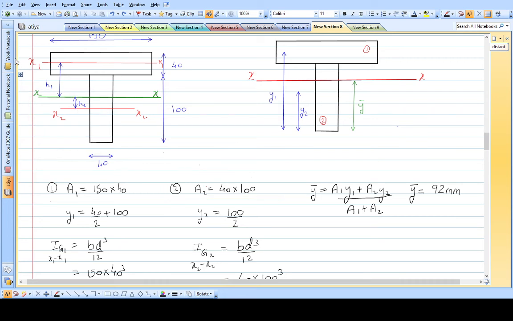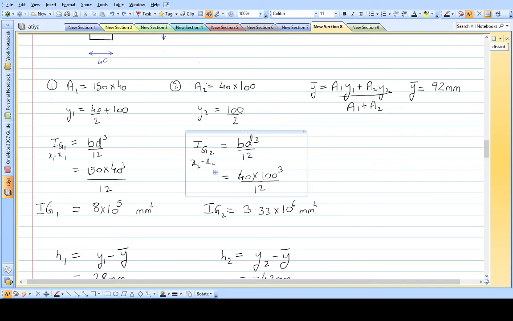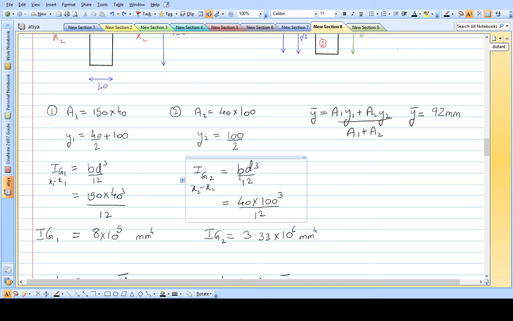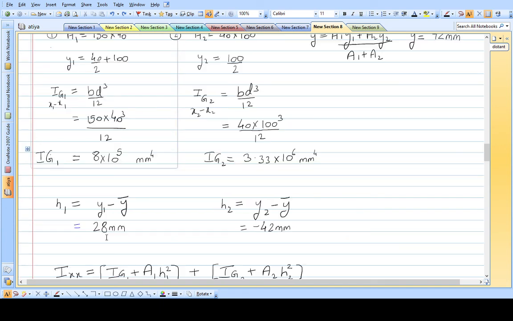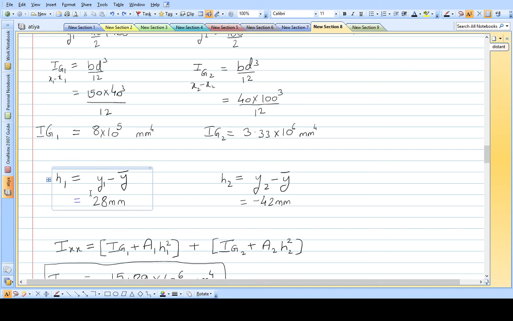Okay, now here after finding the distance between two parallel axes, applying parallel axis theorem in order to find moment of inertia of this entire T section about its own centroidal axis. So here it will be Ig1 plus A1 h1 square plus Ig2 plus A2 h2 square. Okay, so Ig1 is calculated by BD cube by 12, Ig2 is calculated by BD cube by 12 again. Okay, and h1, as I said, will be y1 minus y bar, and h2 will be y2 minus y bar.